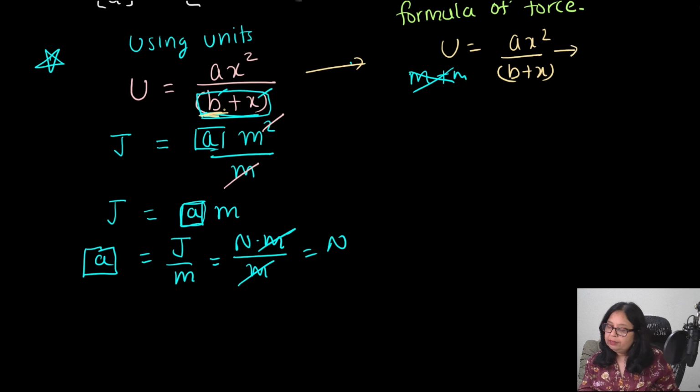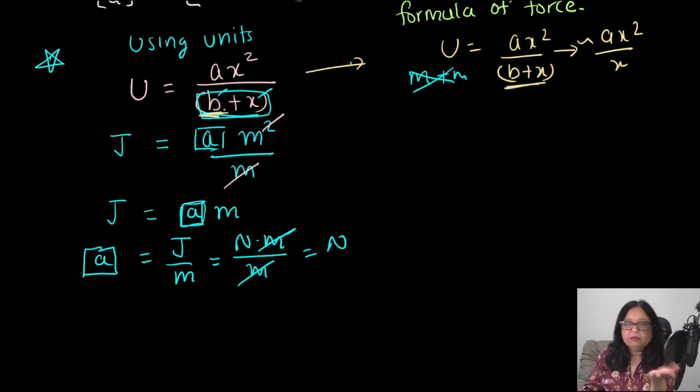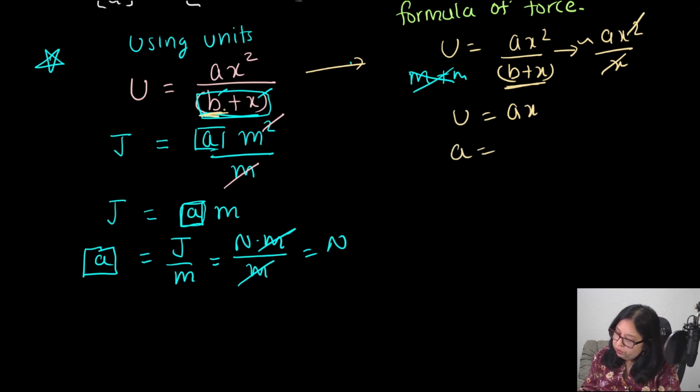Now, this is not technically correct, but I can say that this is kind of like this. I mean, B plus X, I call it just X. It's just length. Then this X cancels out one of these. So here, this X is implying just length. It doesn't have a value there. So I'm left with AX equals U. So A is equal to U over X.